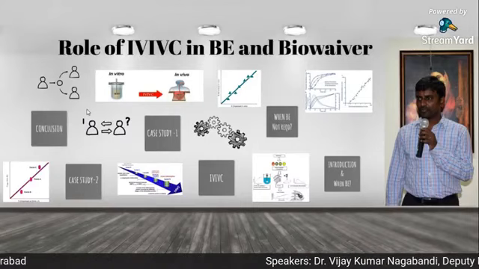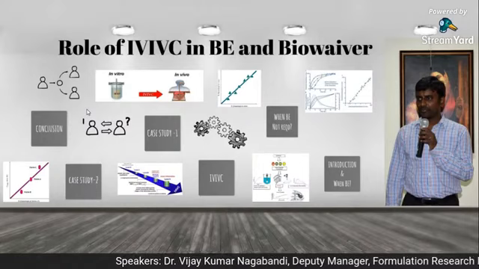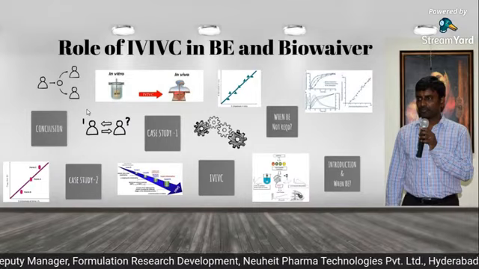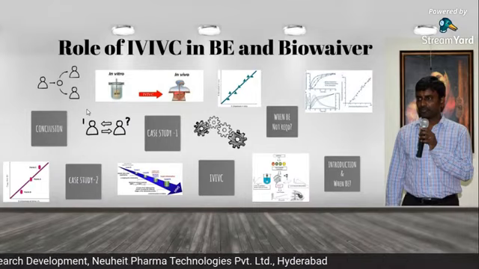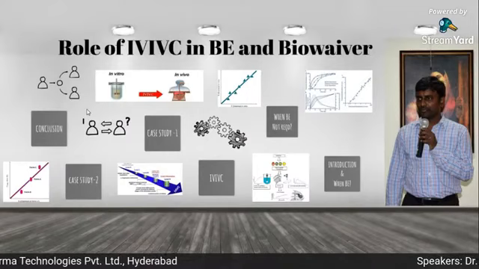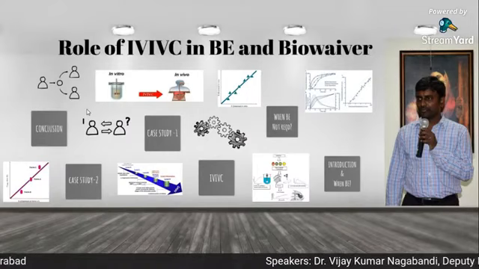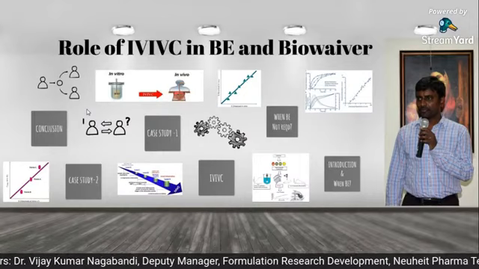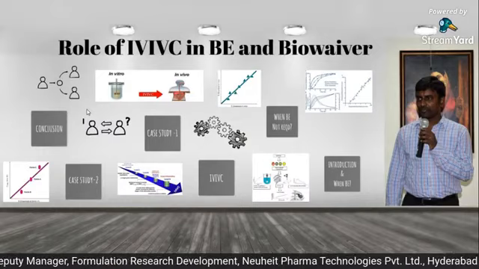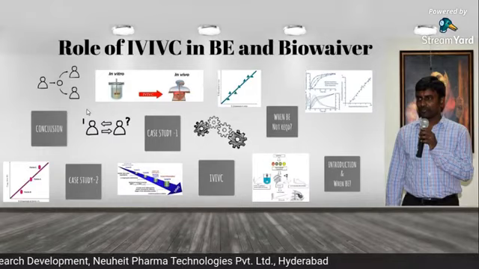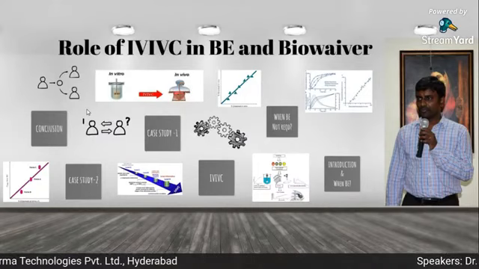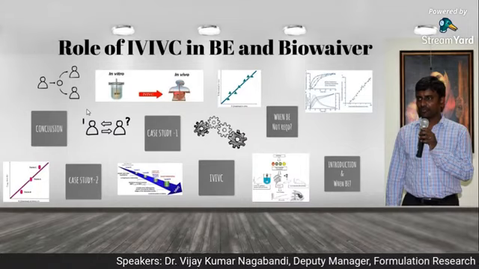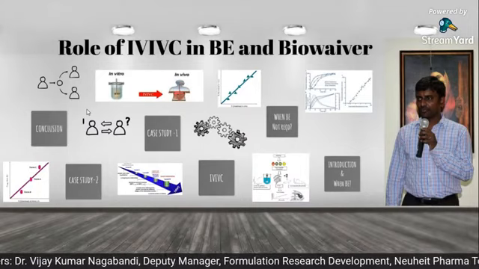But in the first slide, I have shown several categories: narrow therapeutic window drugs, drugs to be absorbed through the GIT, drugs to be absorbed through other sites of administration, and highly variable drugs. In that case, the in vivo bioequivalence test is mandatory. Wherever it is mandatory, it can be either pharmacokinetic bioequivalence, pharmacodynamic bioequivalence, or clinical endpoint bioequivalence. We have three types of bioequivalence testing: one is pharmacokinetic, second is pharmacodynamic, third one is clinical.